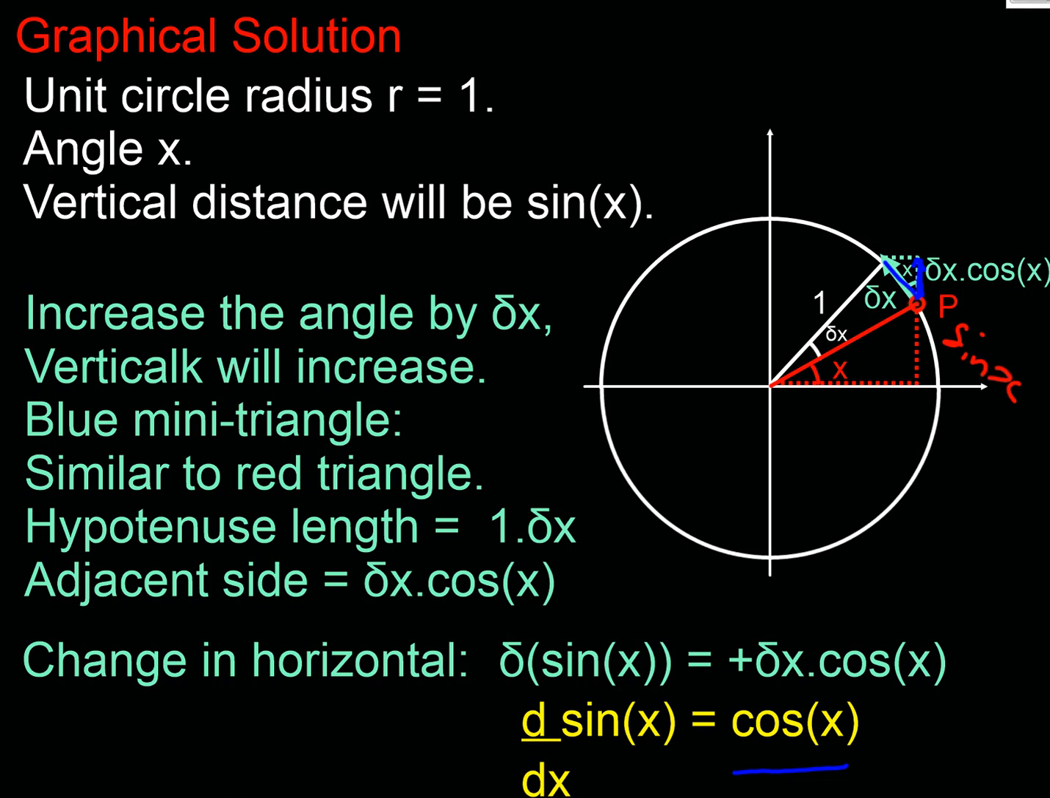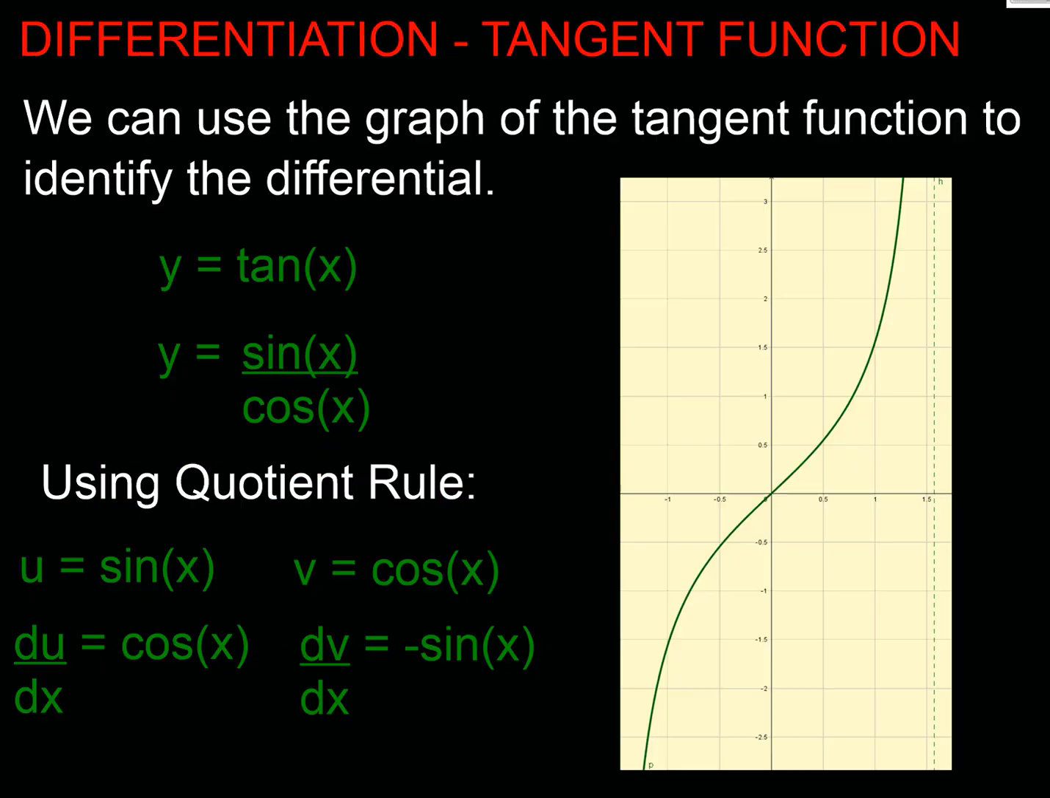So we now know the differentials of sine of x and cos of x. How can we use that for tan of x? Well, it's not so easy to do graphically, but let's just have a quick look at this using identities. Well, there's an identity that the tan of x equals the sine of x over the cosine of x. And we could see here that we could use the quotient rule to differentiate this. Separate videos on that.